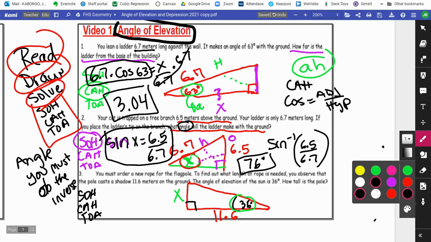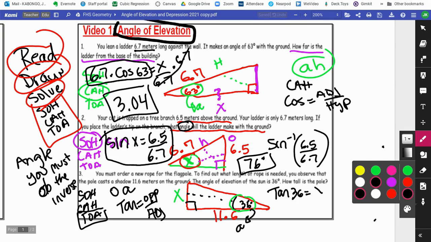All right, so 36, it looks like I have an opposite. I have an O given to me. And then this one right here would be your adjacent because it's just next to it. So OA will have to be TOA, because TOA says tangent equals opposite over adjacent. So if I put that into work, I should do tangent of 36 equals opposite x over adjacent, which is 11.6. To solve it, you will multiply both sides by 11.6.